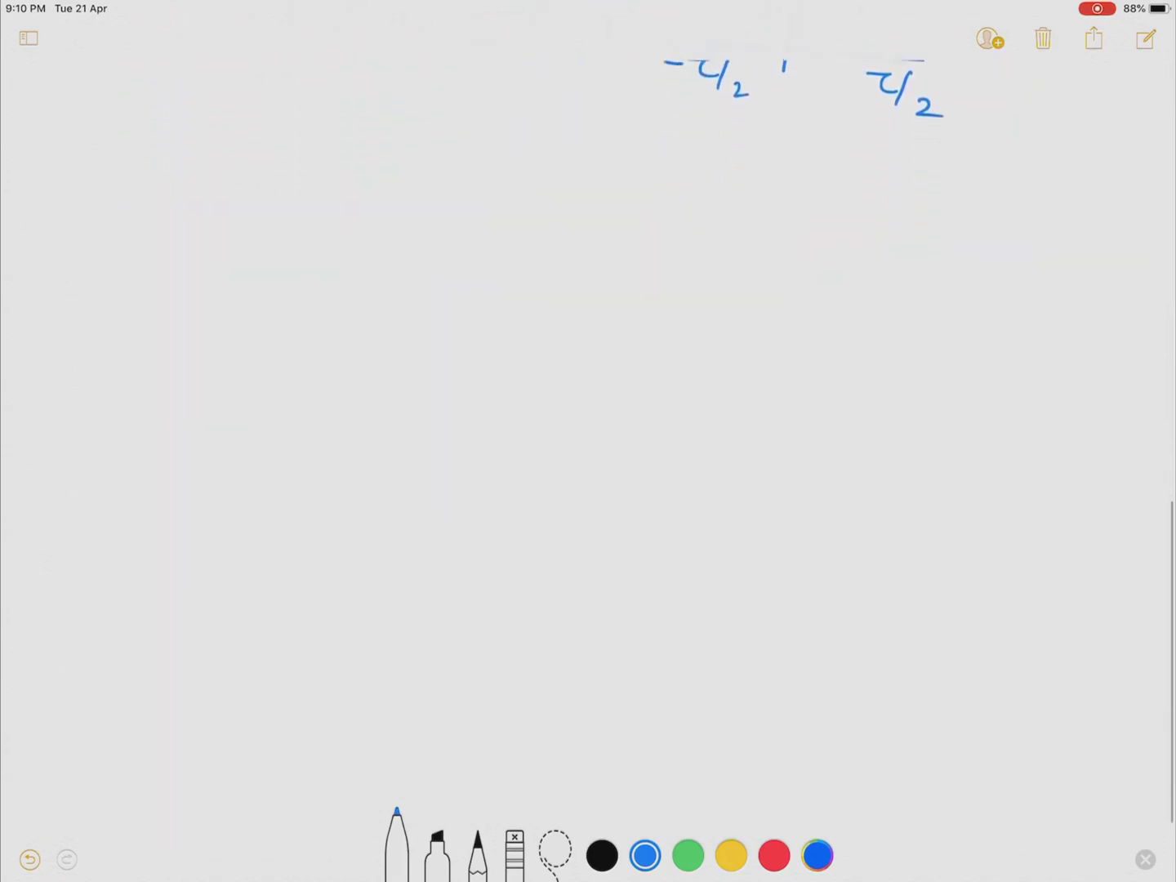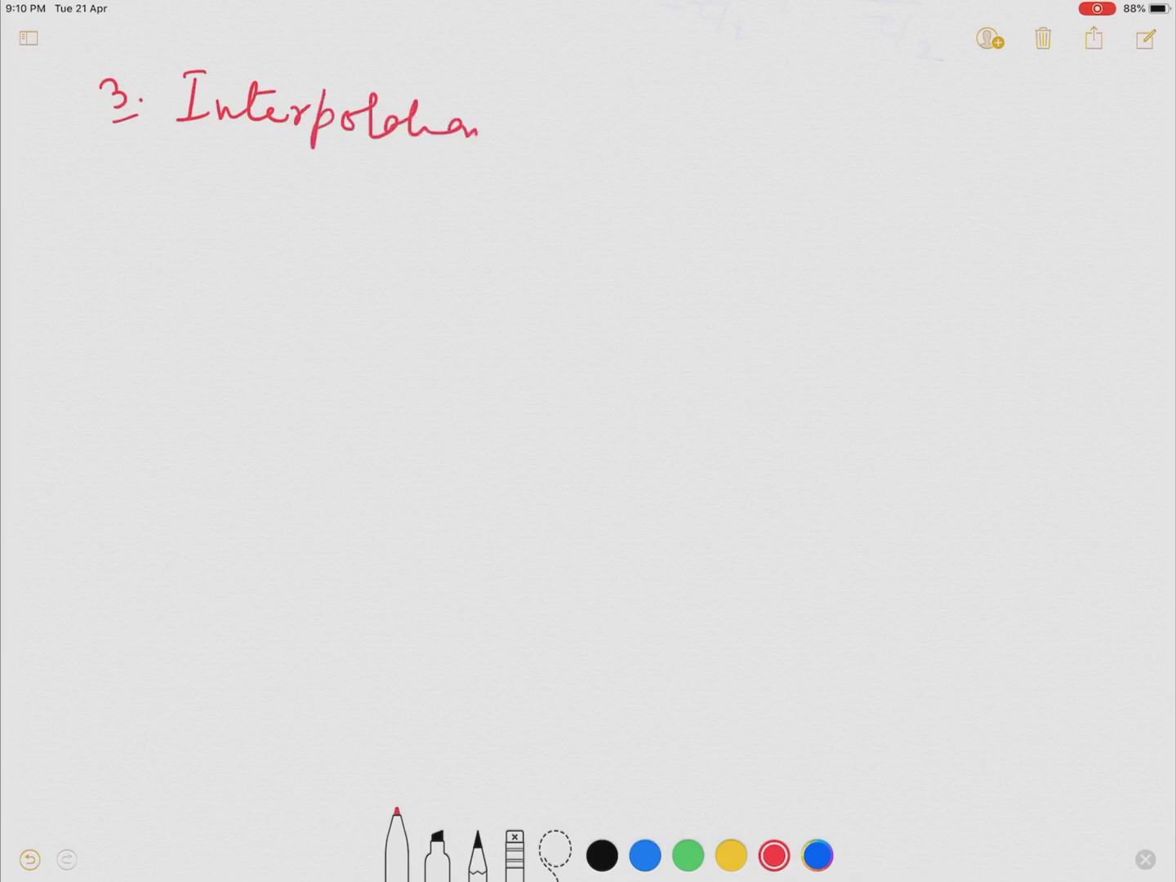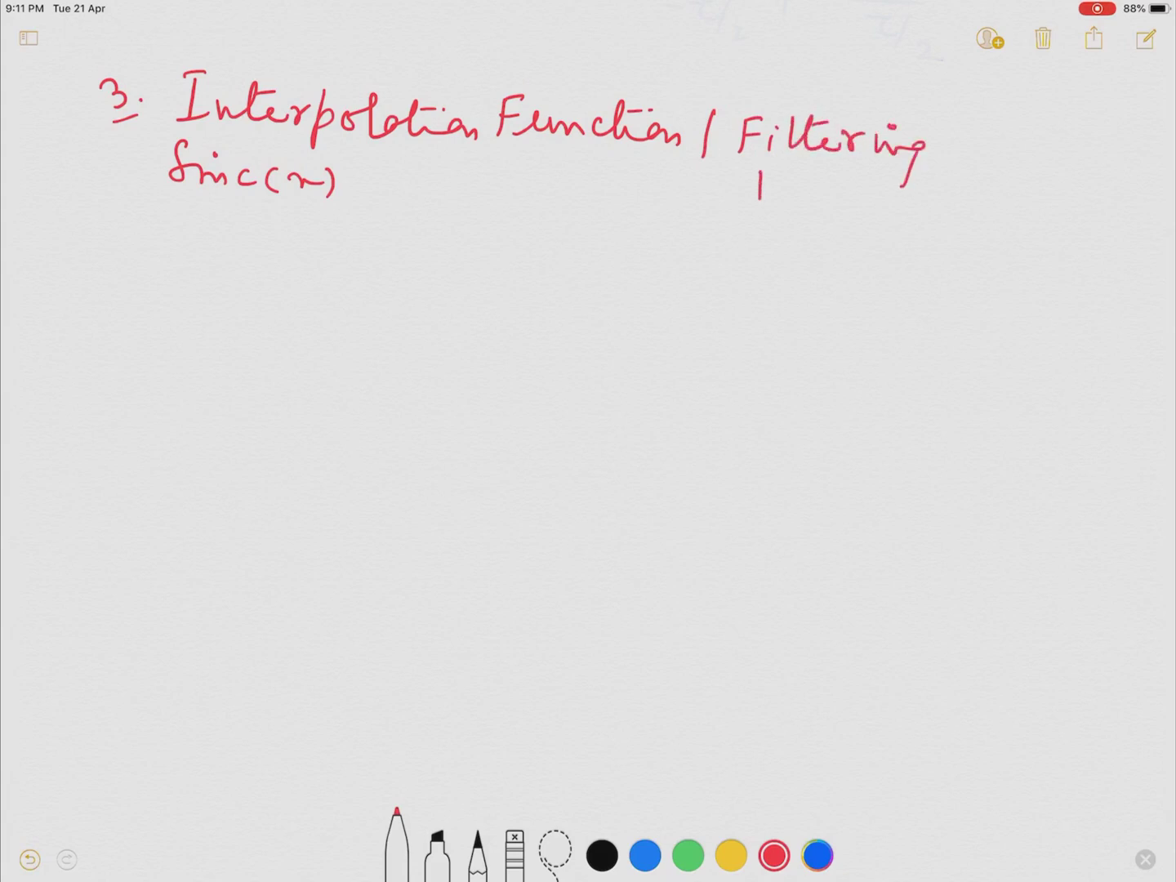Next, we will discuss a very important function. The third useful function is the interpolation function. It is defined as sinc of x, that is sinc x. It is an important function in signal processing. It is also known as the filtering function.